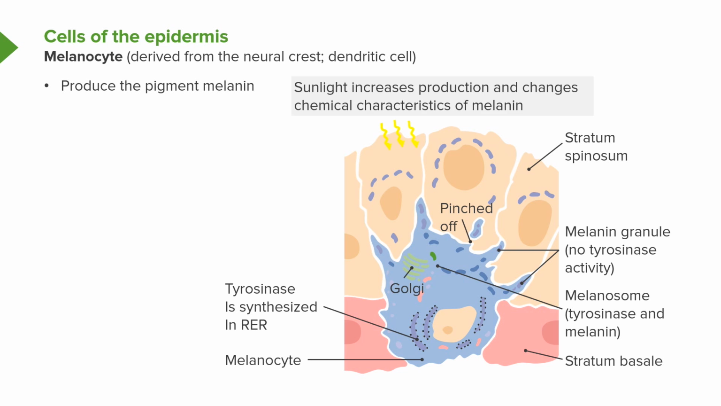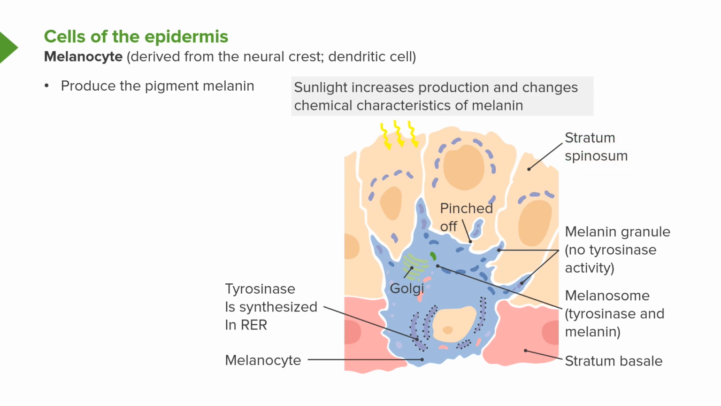Let's look at the melanocyte. The melanocyte is a cell in the epidermis that produces the pigment melanin. And melanin is very important because it protects the layers of the stratum basale, the cells in the stratum basale, the nuclei in the cells, and also the nuclei in the layer above it, the stratum spinosum. It protects those nuclei from excessive ultraviolet radiation.